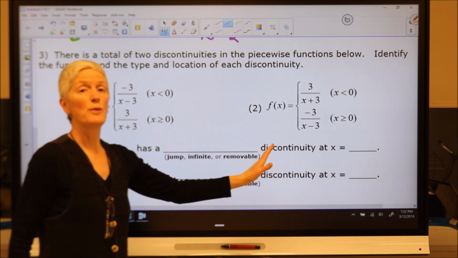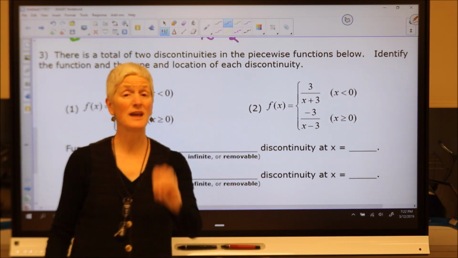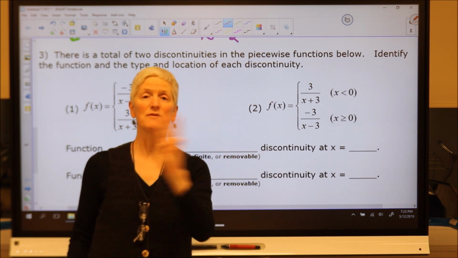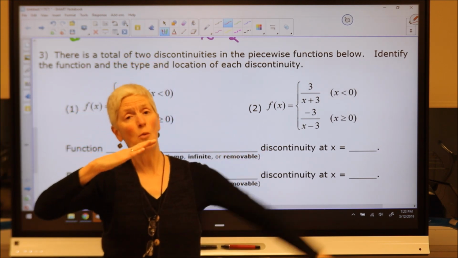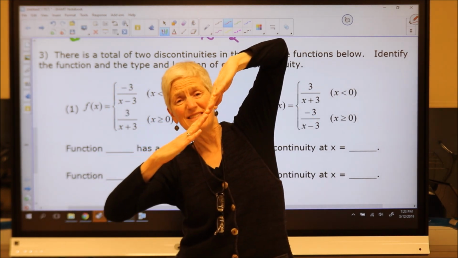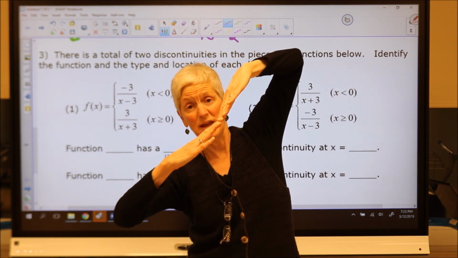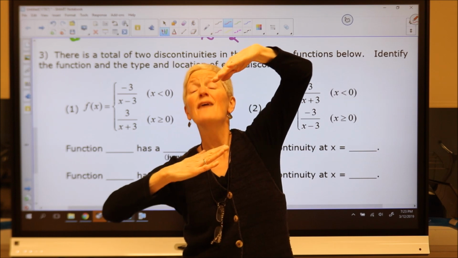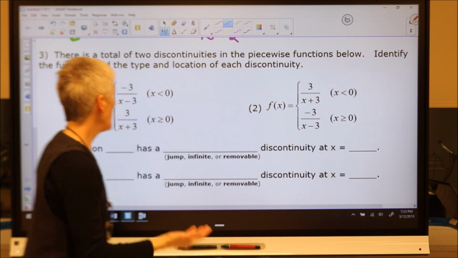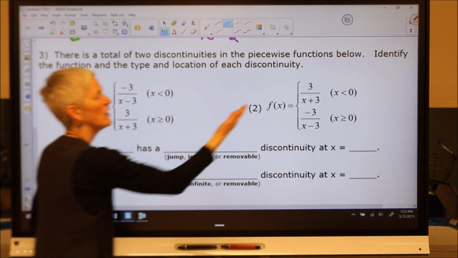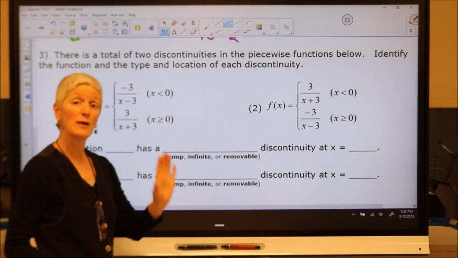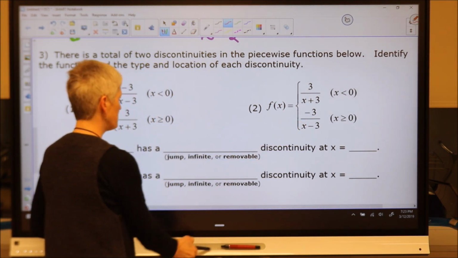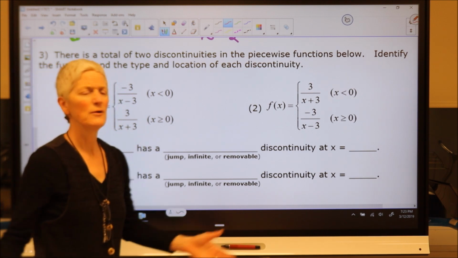These are each piecewise functions. Piecewise functions are tricky because you have to look for all 3 types of discontinuity. Of course, with piecewise functions, you need to make sure that one piece ends at the same exact y value where the other piece begins. If they don't, you have a jump. You also have to look inside of each piece to make sure you don't have any asymptotes or any removable discontinuities. Let's just look for jump first.